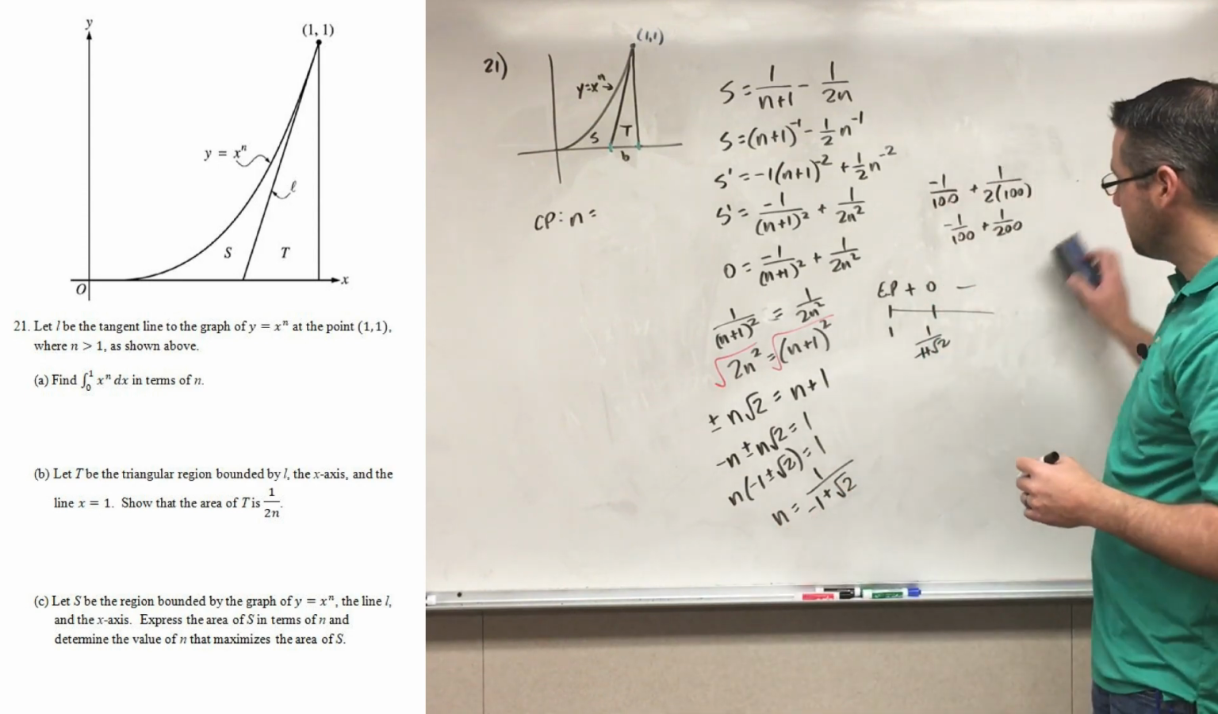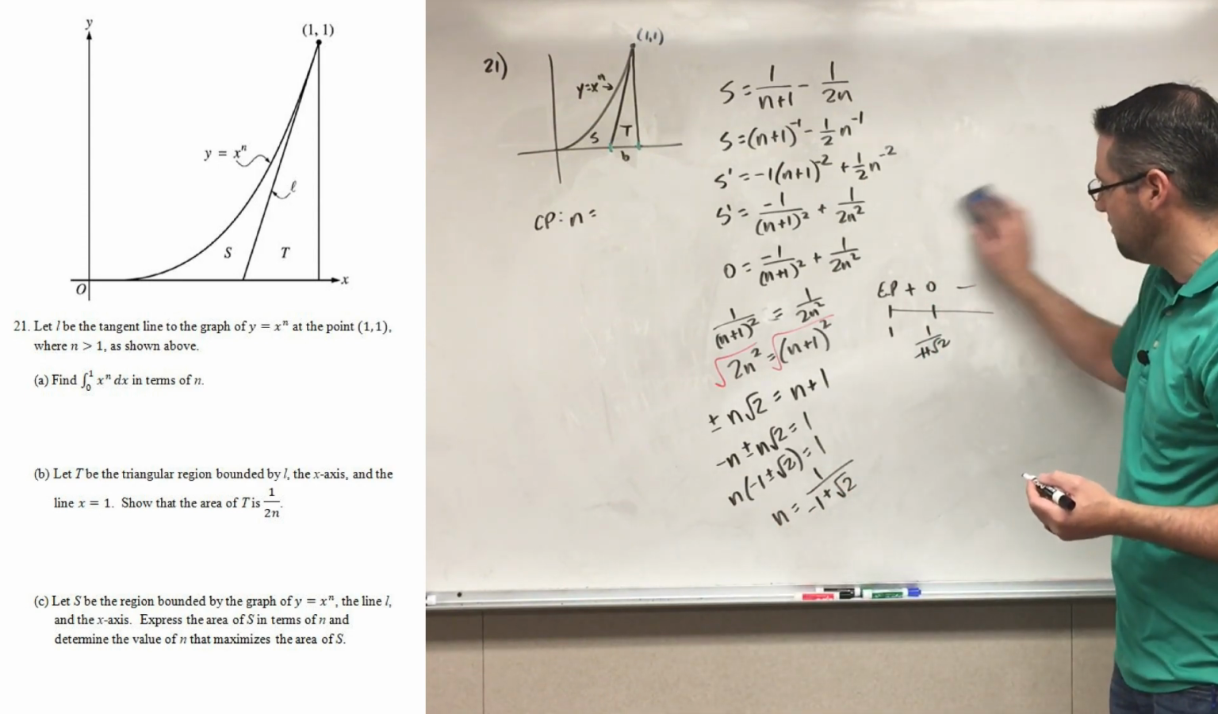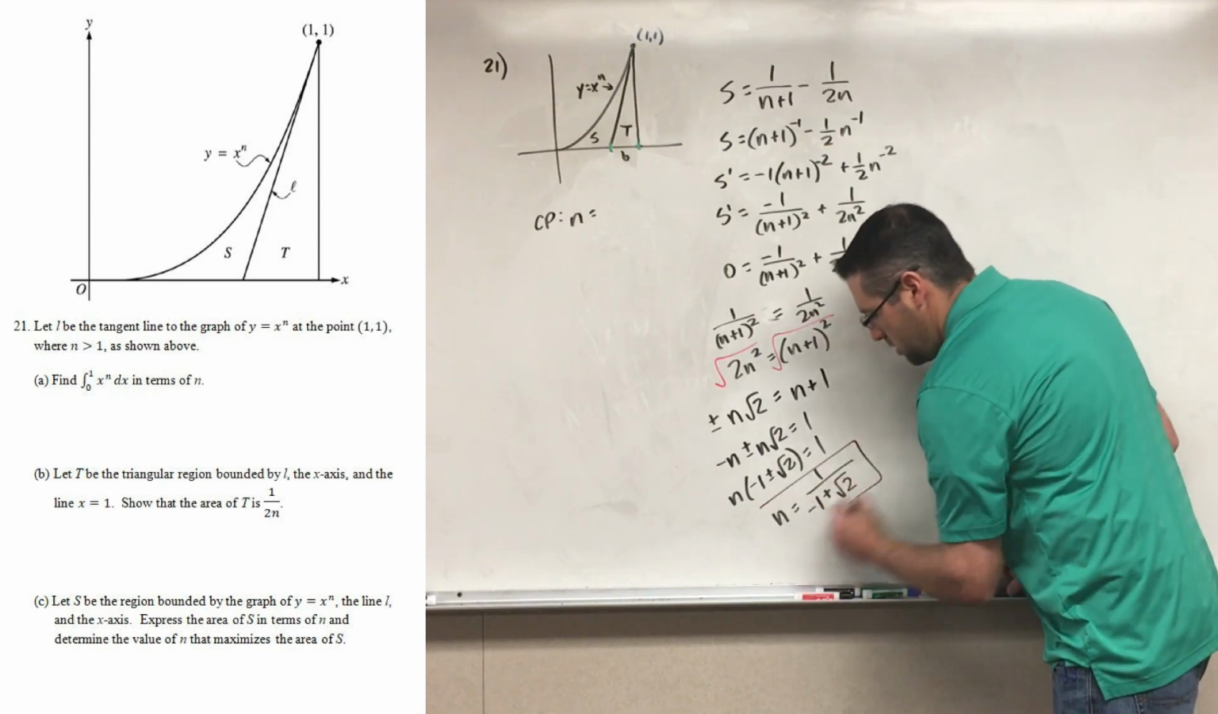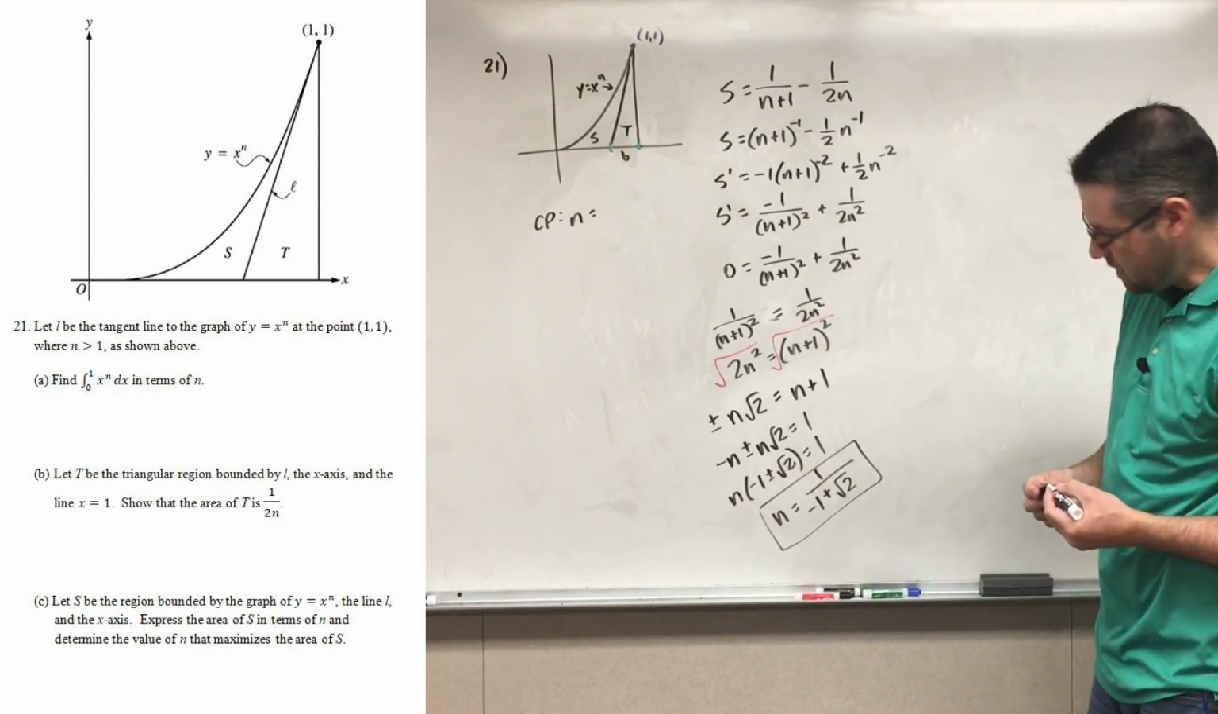Fortunately, it didn't say to justify any of that. It just wanted the value of n. And there it is. That was a bear.